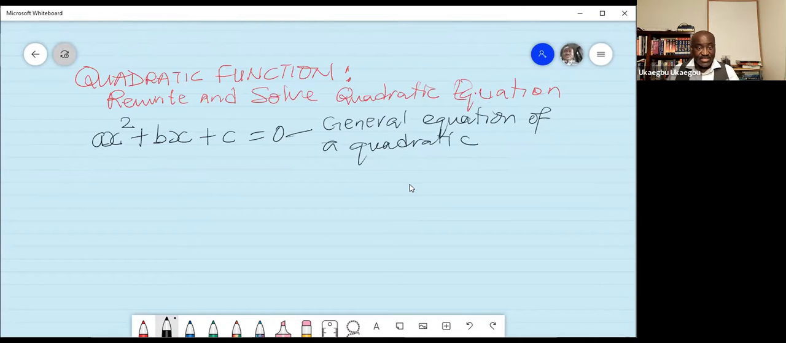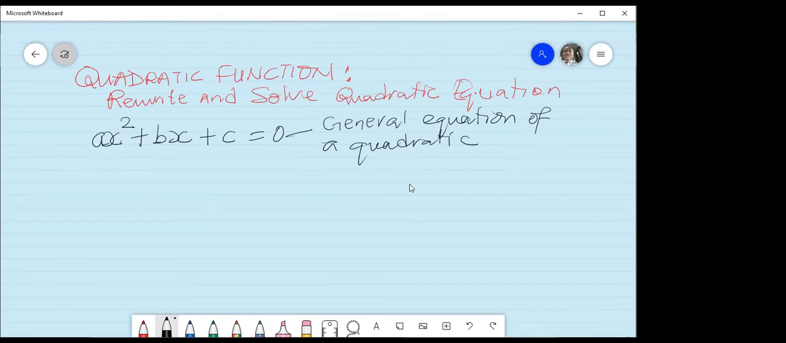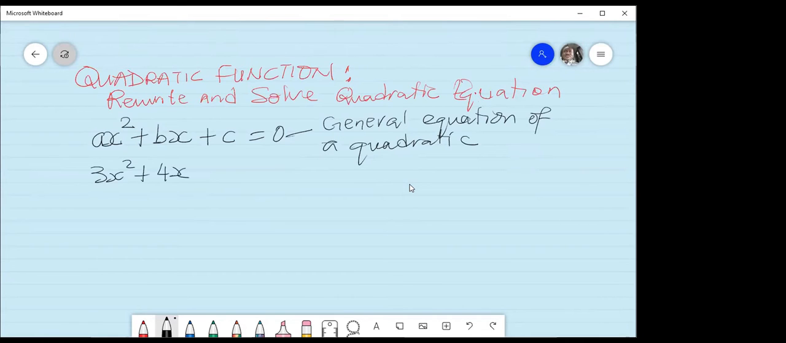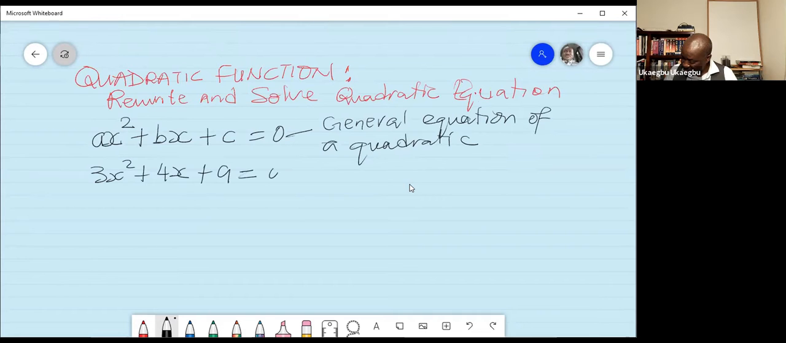Okay, so now give me an example of an equation that looks like that. 3x squared plus 4x plus 9 is equal to 0. Okay, thank you. I appreciate that. That's a typical example you just gave. So now let us list different methods we can use in order to solve this equation.